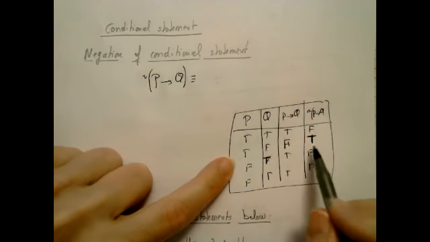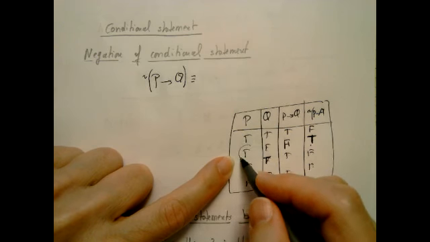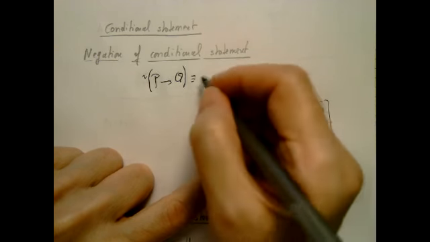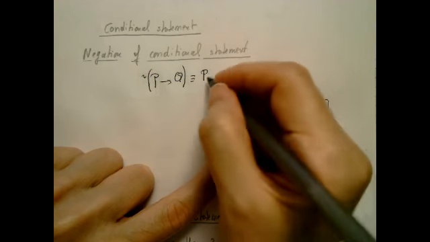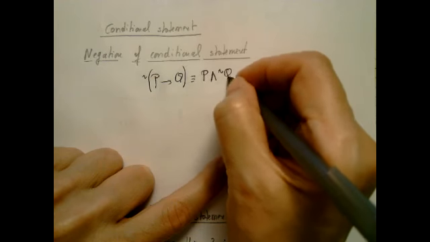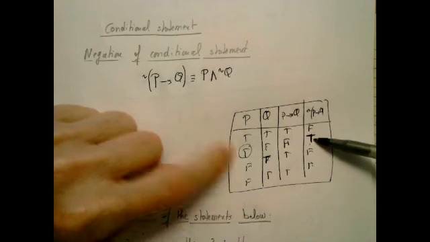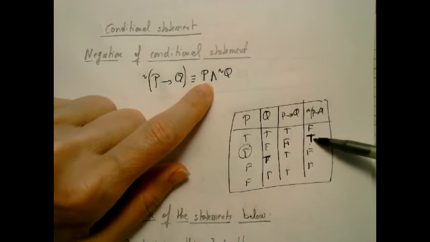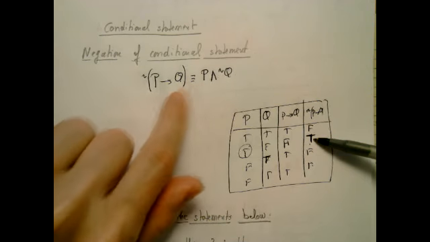So if we think about it, when is the negation true? The negation is true in the following scenario: when P is true and Q is false. Q is false means non-Q is true. So the negation is true in one scenario, when P is true and non-Q is true. So this is what suggests that.